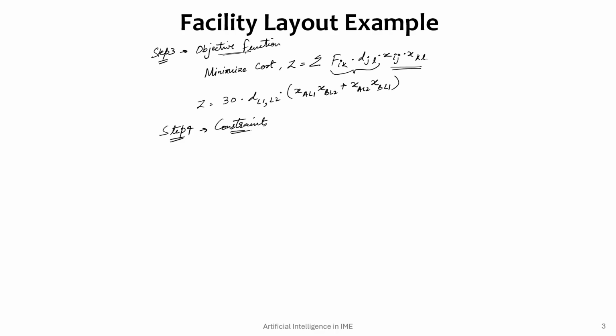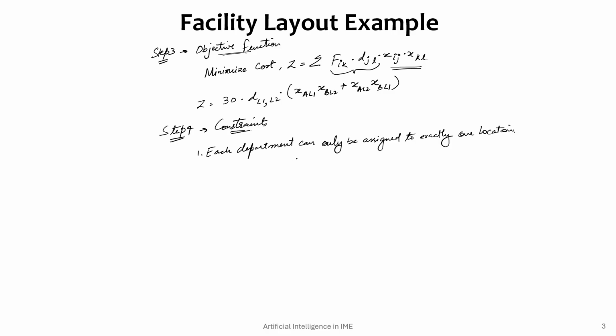So the first constraint is that each department can only be assigned to exactly one location. So this is your constraint in words. You need to convert these words into your mathematical formulation.